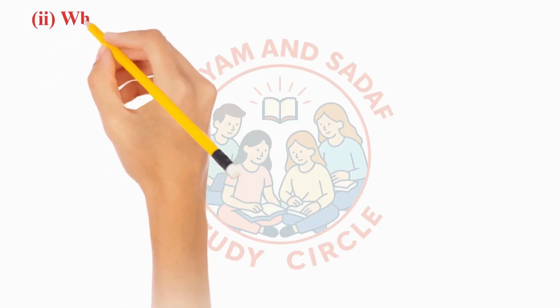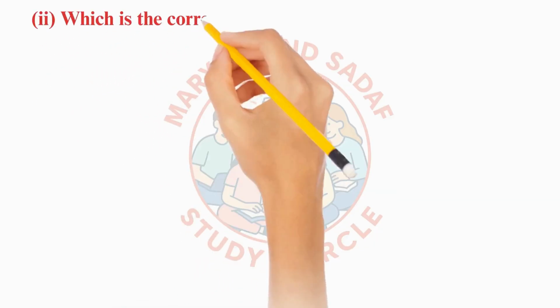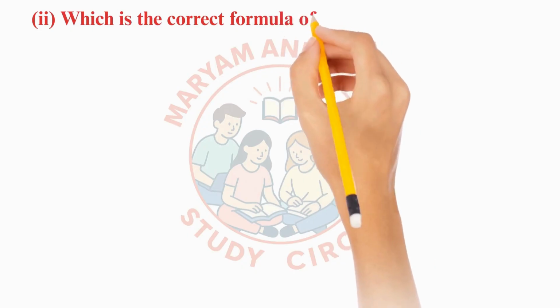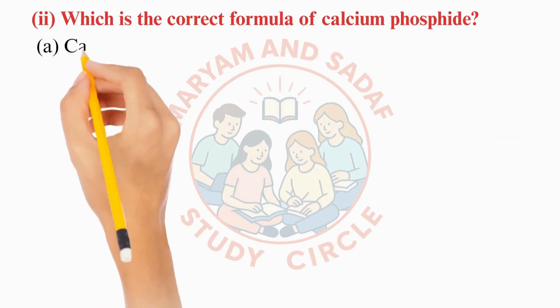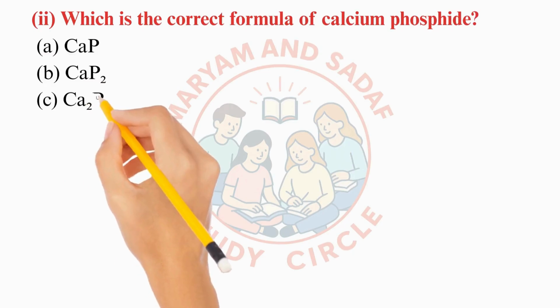Which is the correct formula of calcium phosphide? A. CaP. B. CaP2. C. Ca2P3. D. Ca3P2.